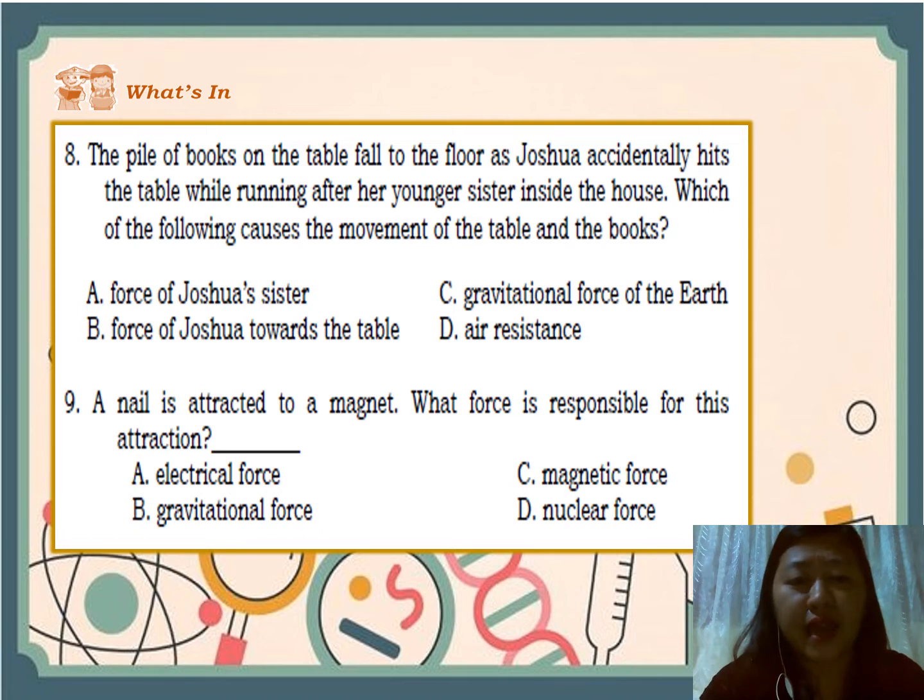Number 9. A nail is attracted to a magnet. What force is responsible for this attraction? Is it A, electrical force, B, gravitational force, C, magnetic force, or D, nuclear force? Very easy. All right, so the answer for number 9 is, of course, letter C, magnetic force.